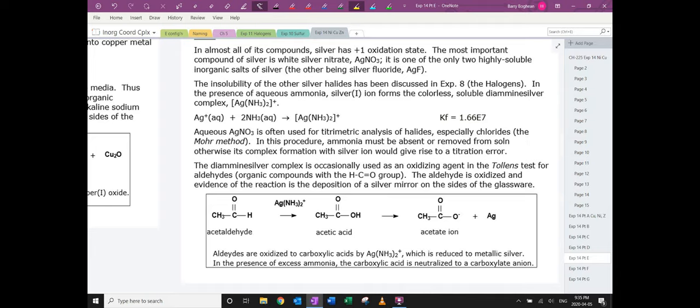Now, the neat part about this reaction is then, as the silver ion is reduced to silver metal, if the reaction is carried out with careful attention to concentrations and the glassware is quite clean, the reaction proceeds slowly and it deposits silver over the surface of the test tube and it forms a perfect silver mirror. It's kind of fun to watch. Let's take a look at that reaction.